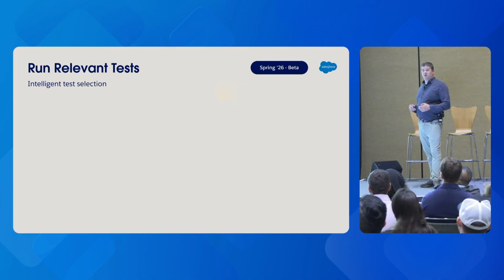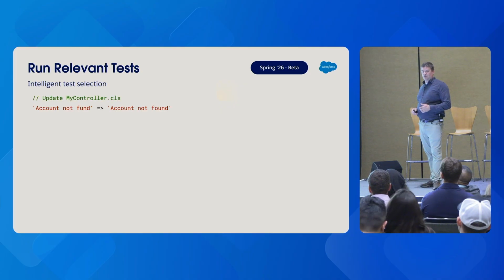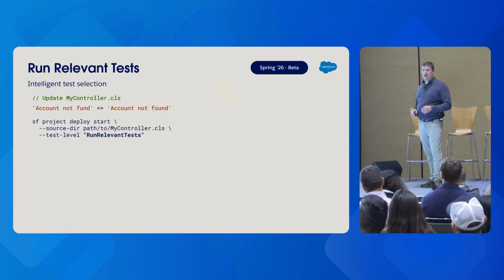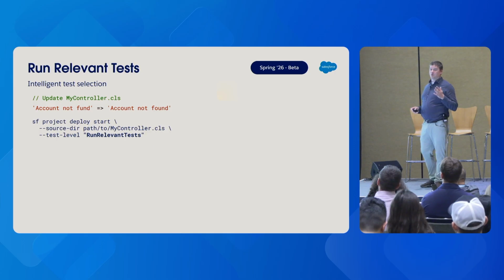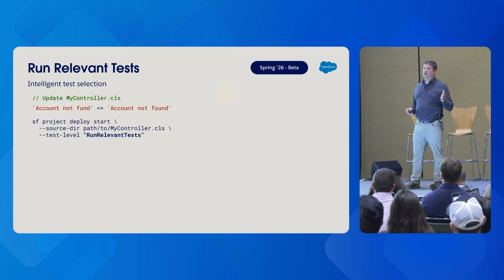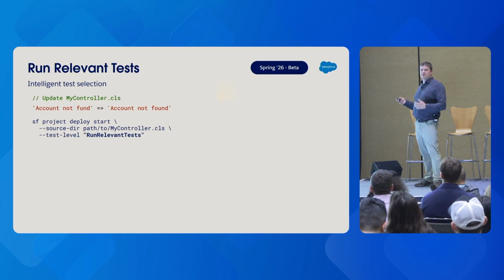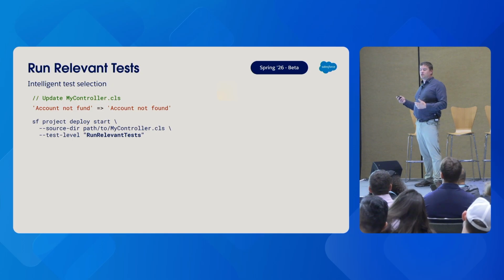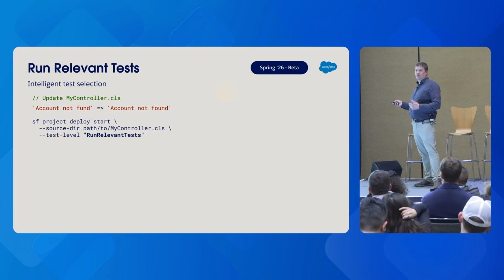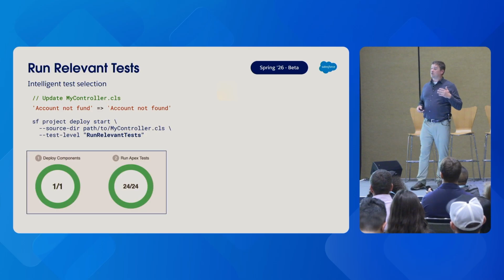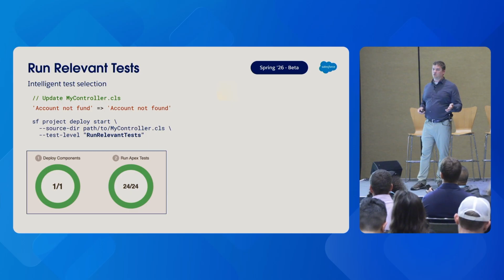Now, in Spring 26, we introduced a beta called Run Relevant Tests. Again, same change, same org, except now when I tell the CLI I want to do my deployment, I say run relevant tests, not run local tests. That signals to us that we should figure out which tests to run based on the payload and run them in that deployment. In this case, it identifies only 24 test cases that are needed for coverage of the changed class you're deploying.